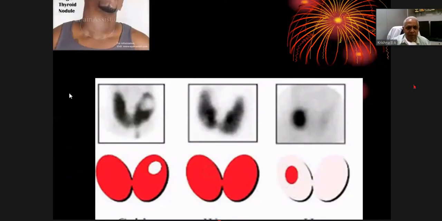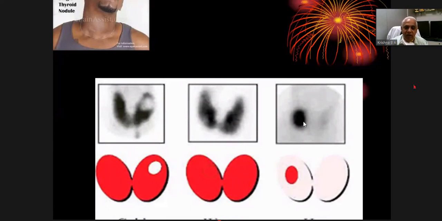Now, here is the same patient who had a nodule, and what are the types of scans you are getting? You may get a cold nodule, as you see here, and this nodule has to be surgically tackled. 25 to 30% of these nodules carry malignancy. You may have a nodule that looks iso-intense to the rest of the thyroid, which is called a warm nodule, or the nodule might show higher uptake and the rest of the thyroid uptake is not visualized.